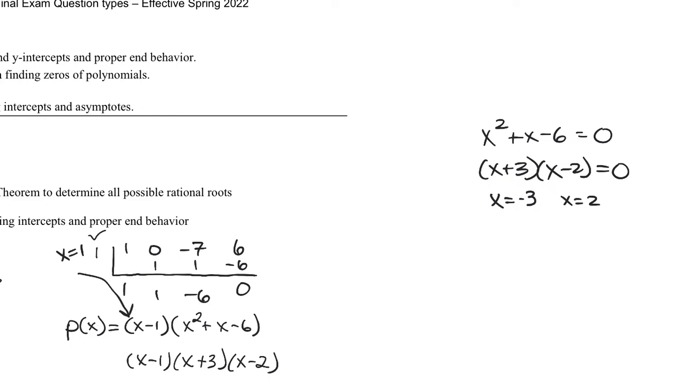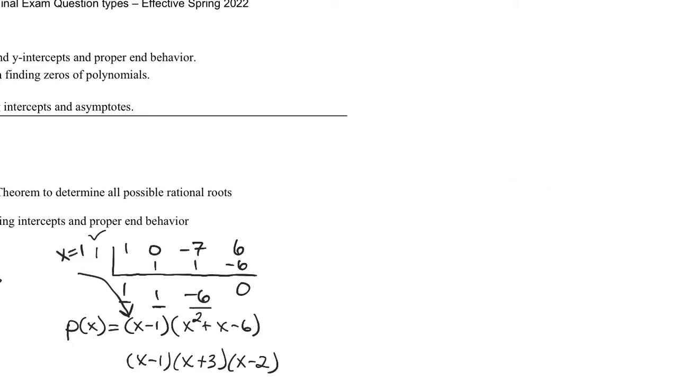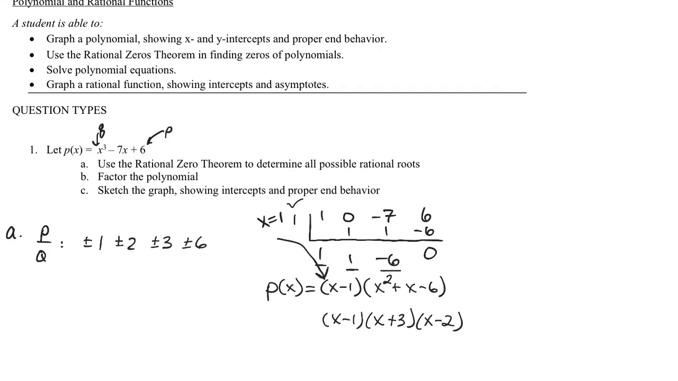Gotcha, and then when we have the bottom part of the synthetic division. The bottom part is x squared plus x minus 6. That's what those numbers mean. Does that answer your question? Mm-hmm. Okay. All right. So that answers part B right here.